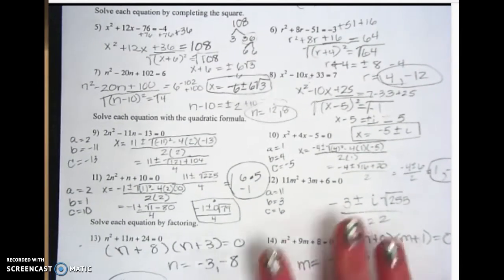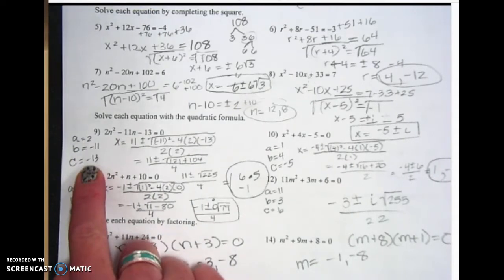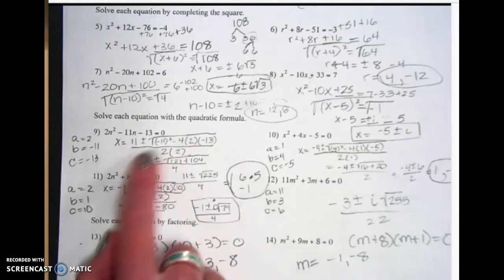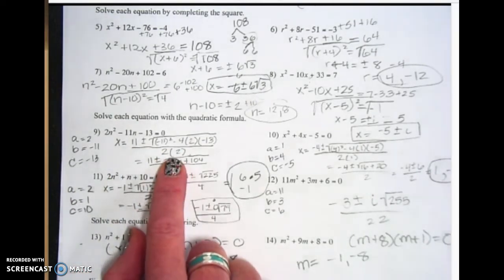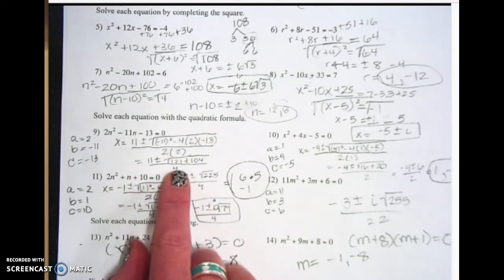All right, jumping down to 9 through 12. The directions say to solve each equation with the quadratic formula. So you need to find the a, the b, and the c. Once you've done that, you plug it into the formula. First pass through, do not try to simplify, just plug it all in. And then on your second pass, go ahead and simplify.